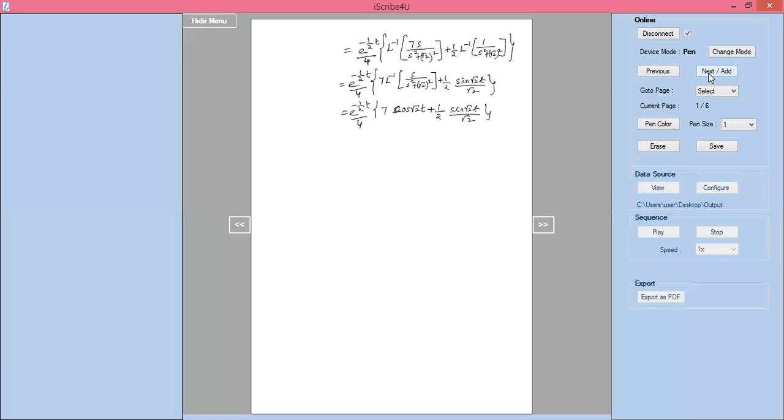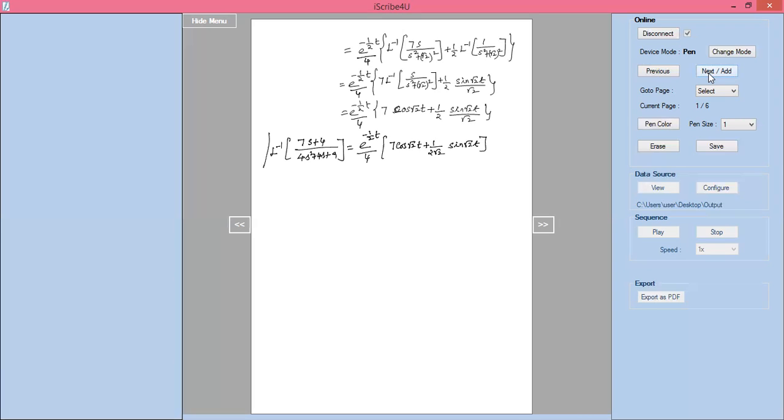Now I'll write L inverse of 7s plus 4 divided by 4s square plus 4s plus 9 equal to e power minus 1 by 2t divided by 4 into 7 into cos root 2t plus 1 by 2 into root 2 into sine root 2t. This is the required solution for the given equation.